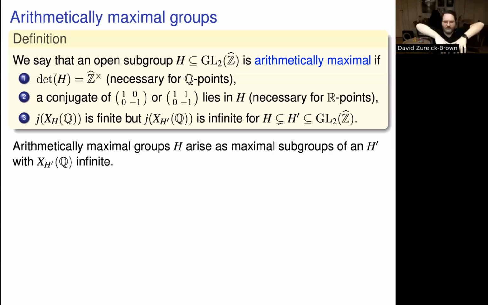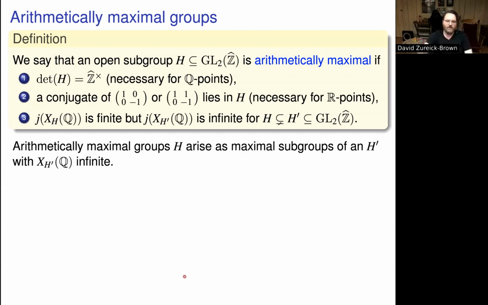Anything below it has infinitely many, and anything above it maps to one of these. So we define such subgroups to be arithmetically maximal if, well, a couple easy group theory conditions. It needs to have surjective determinant, otherwise there are no rational points. If you're over Q, it needs to respect how complex conjugation acts. So this is necessary for our points.